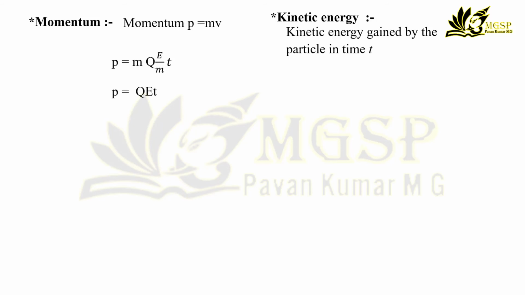Next, kinetic energy. Kinetic energy gained by the particle in traveling from A to B at time t is given by Ek is equal to half mv square. Again we substitute the value of v, and here the m gets cancelled. Let's go to the next, and we will be getting Ek is equal to q square E square t square by 2m.